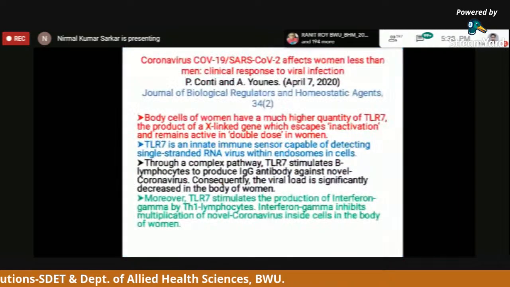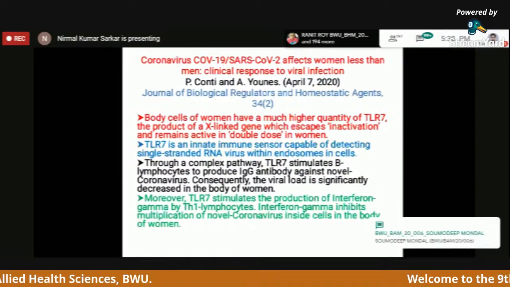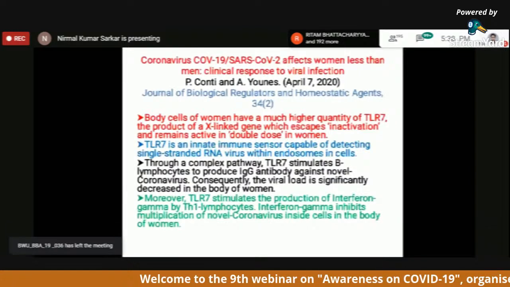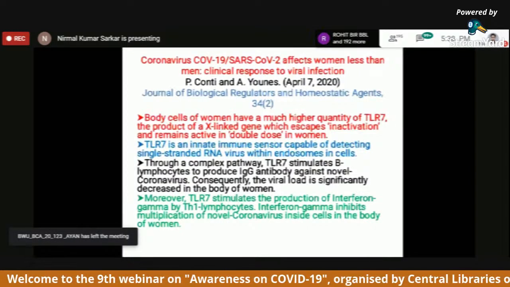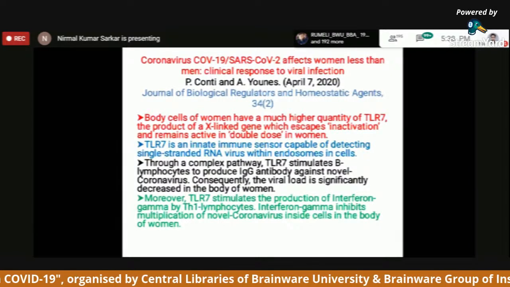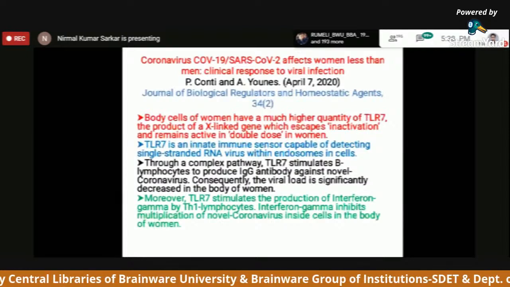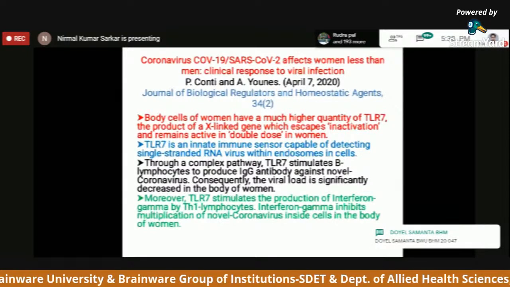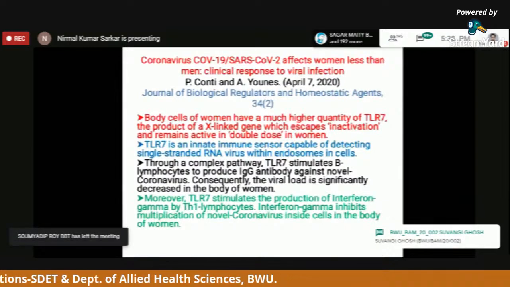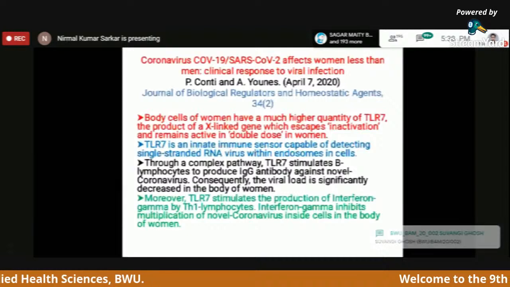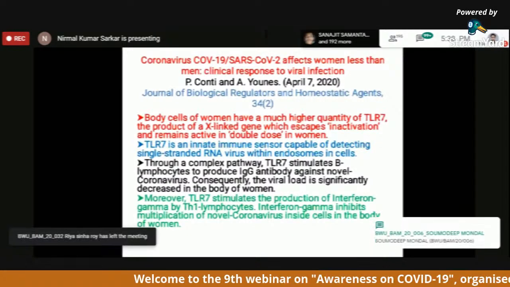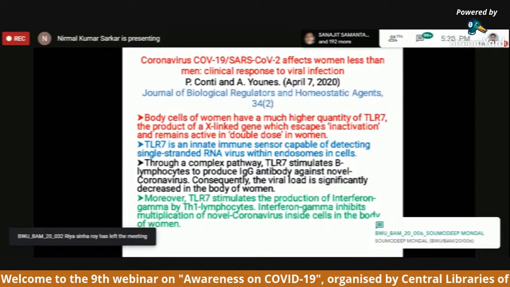In fact, body cells of women have a much higher quantity of TLR7, the product of an X-linked gene, which escapes heterochromatinization during dosage compensation. Most of the genes of the X chromosome of women get inactivated, but this gene happens to be an exception. It escapes heterochromatinization and remains active in double dose in women. Women have two X chromosomes, so this gene is also present in double dose.